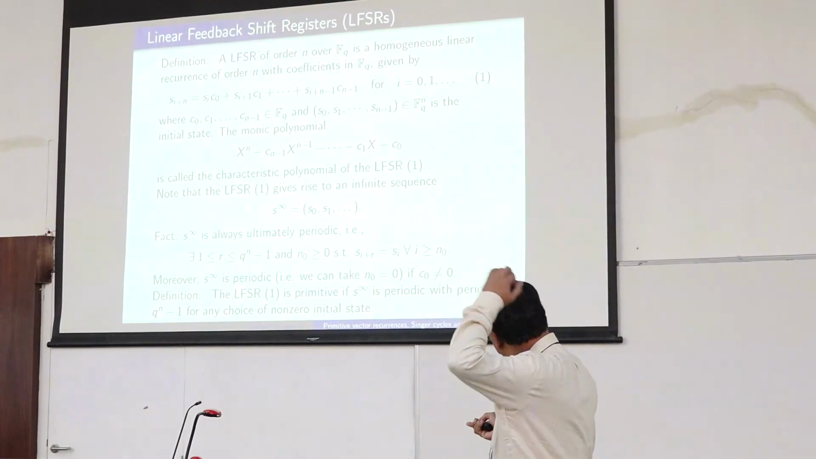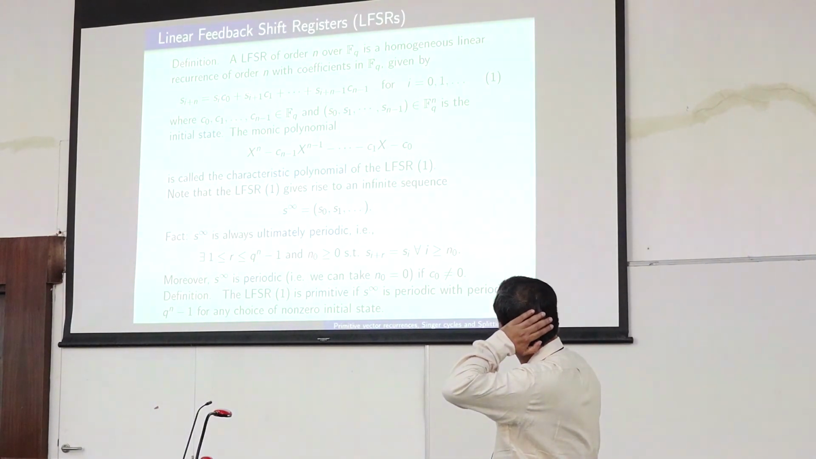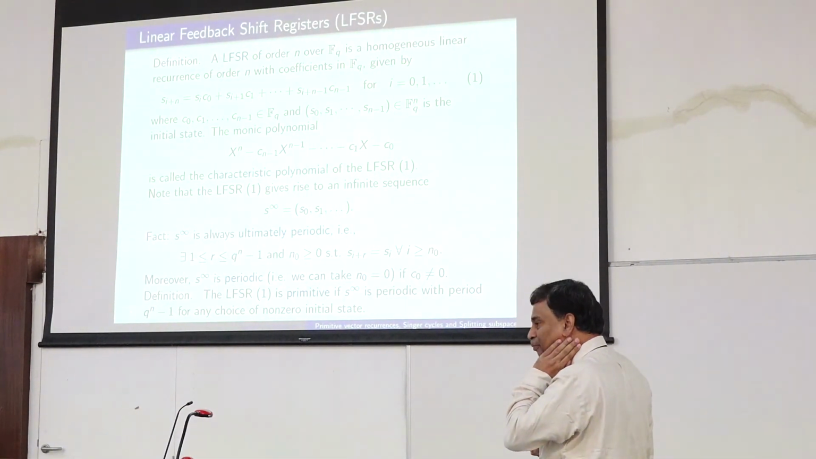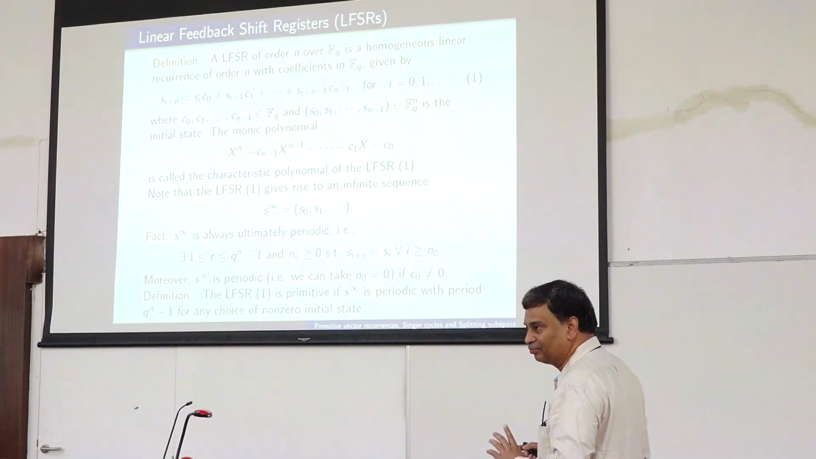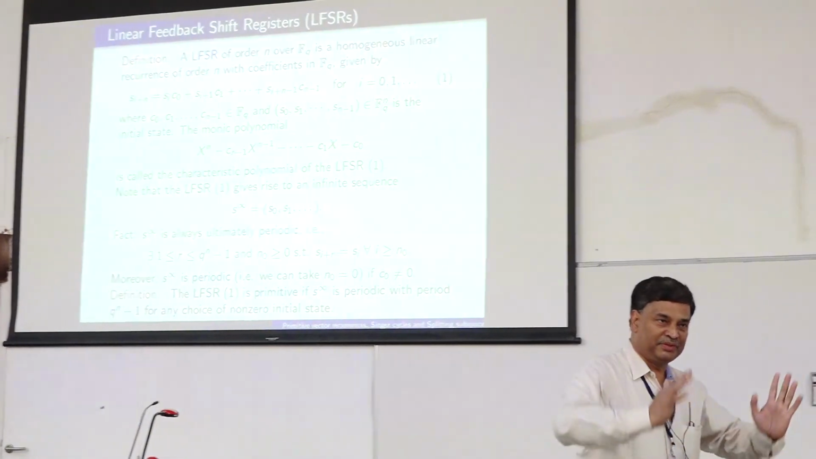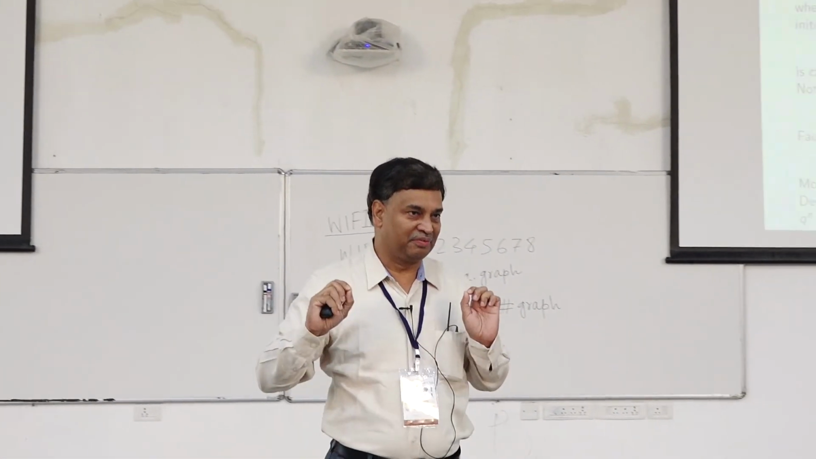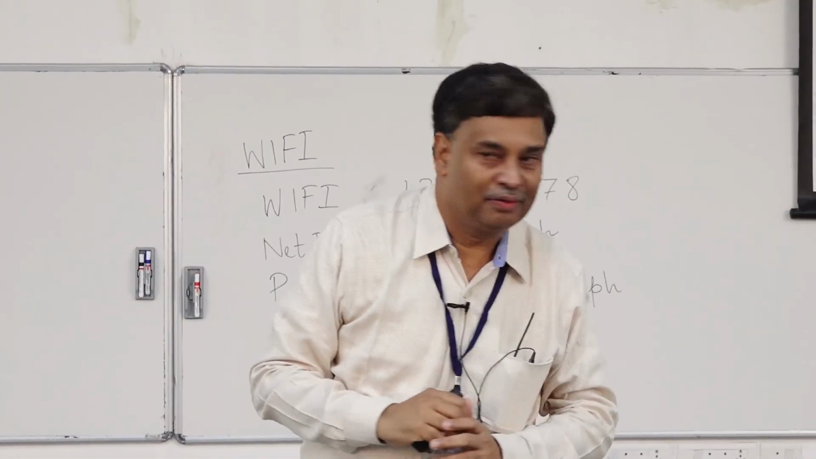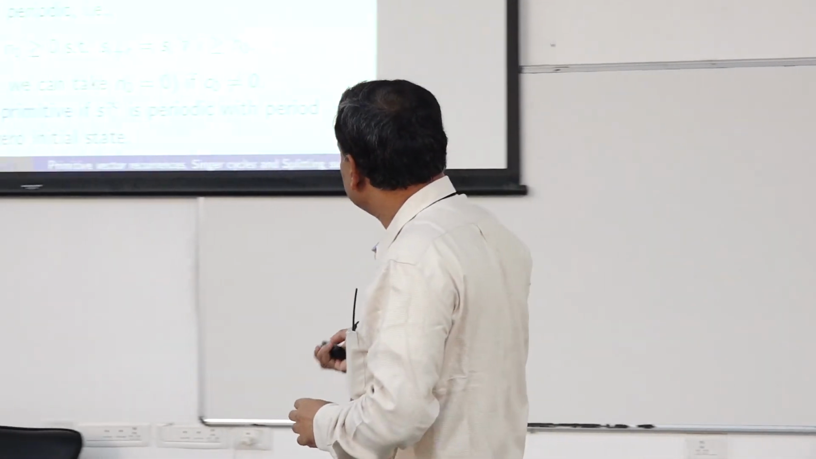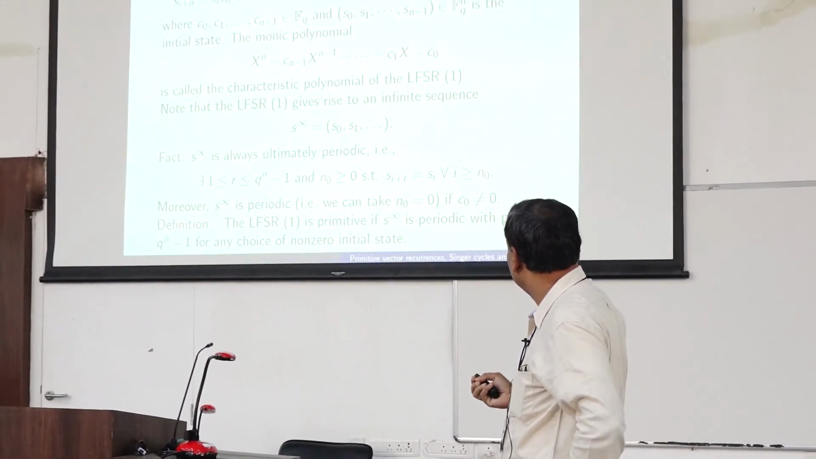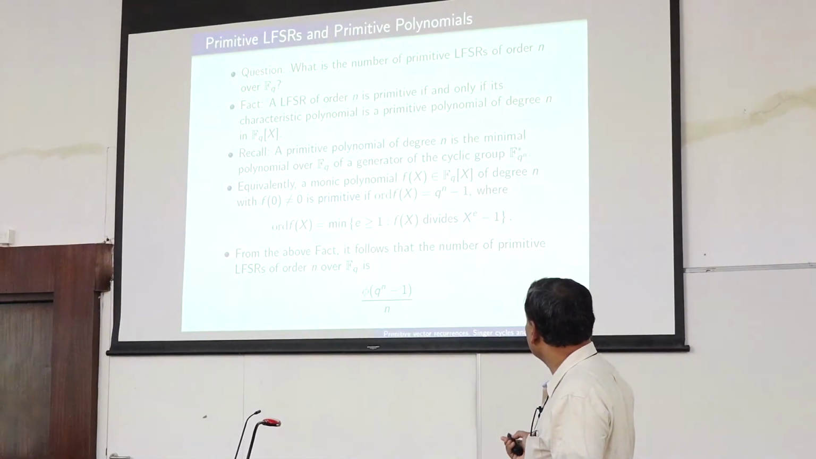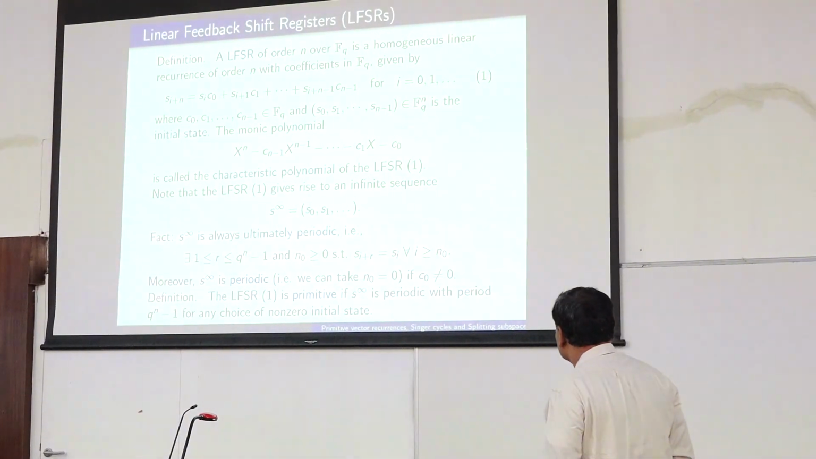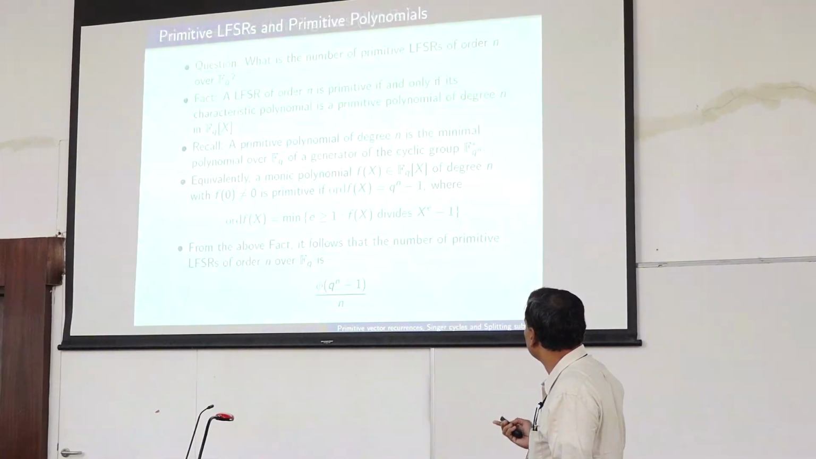So, I repeat, the LFSR, or this homogeneous linear recurrence, is said to be primitive if the resulting infinite sequence is periodic with period q to the power n minus 1 for any choice of non-zero initial state. So, a primitive LFSR is an object which just depends on those numbers C0, C1, up to C_{n-1}. You feed in any initial state, not all 0, and the resulting sequence should be periodic of maximum possible period. It is these primitive LFSRs which are of basic interest. A natural question would be, what is the number of primitive LFSRs of order n over the finite field? This is a classical thing and it has a well known answer.